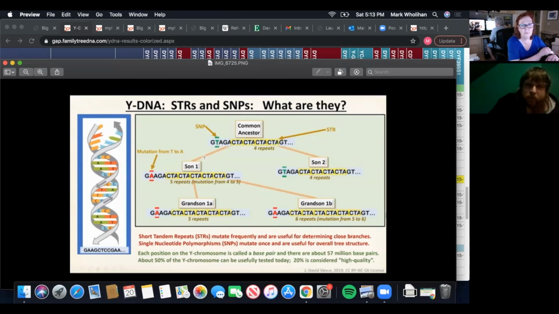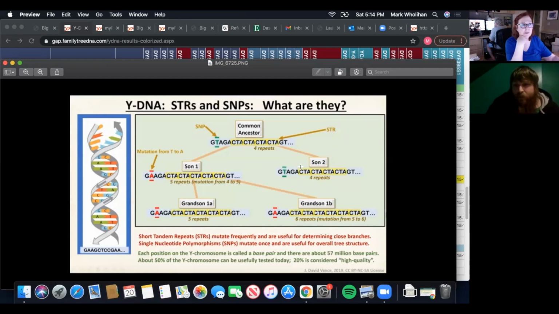So if this guy's son inherits a SNP mutation to an A, all of his sons are going to have A's, and all of their sons are going to have A's, and all of their sons from then on forever. So that means that you can figure out how many generations removed you are from the mutation. Right, exactly. But you notice here, son number two did not mutate to an A.